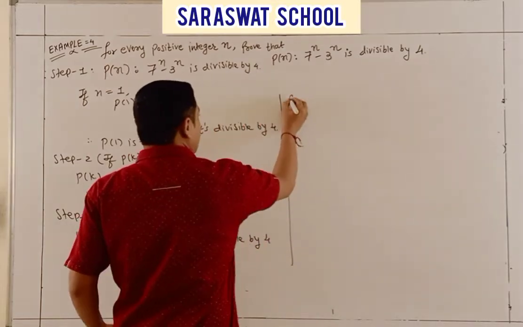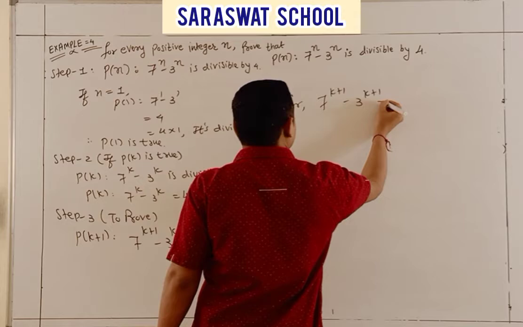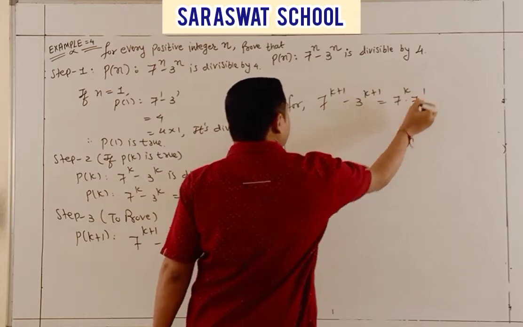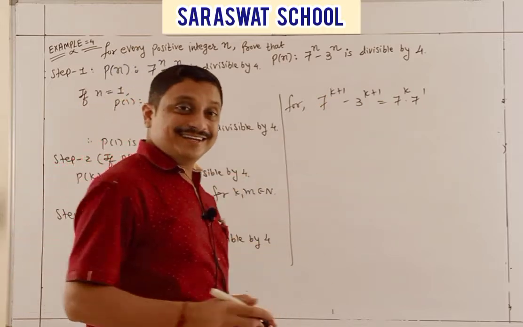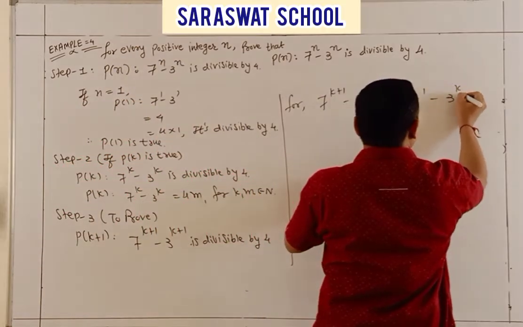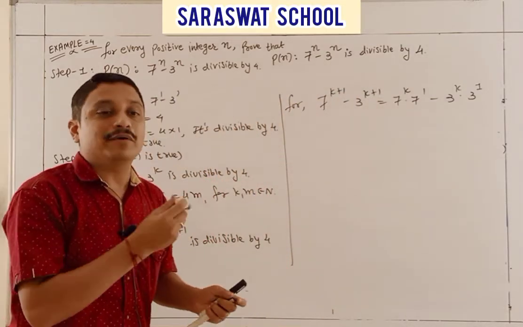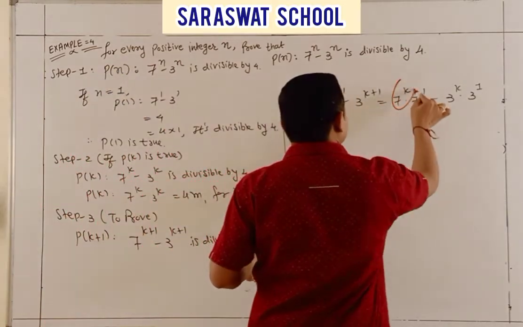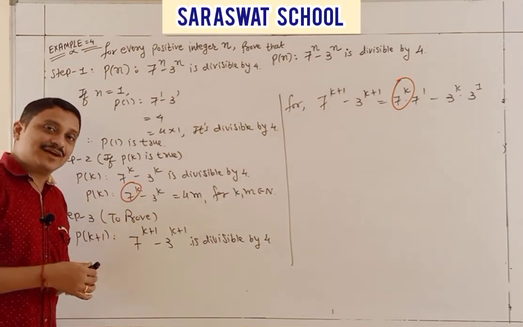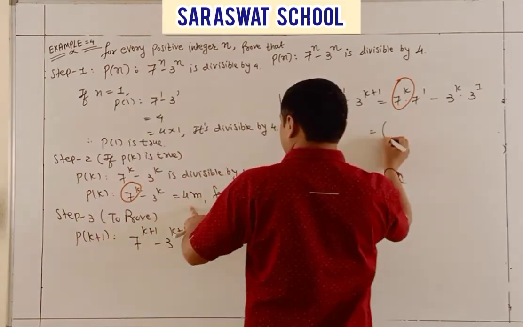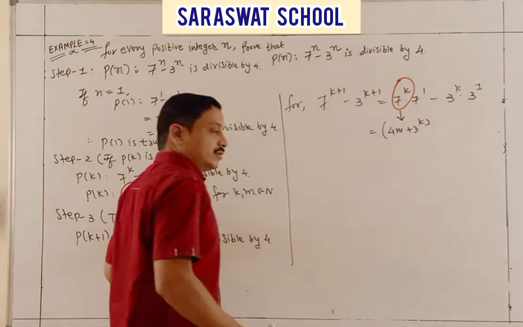So what is the value for 7 raised to k plus 1, 3 raised to k plus 1? Necessarily I just write down the base same, power changed to k and 1. Here same, 3 raised to k, 3 raised to 1. Now students, focus on that power. This 7 raised to k, and that value is what? It is surely 4m plus 3 raised to k. This one.